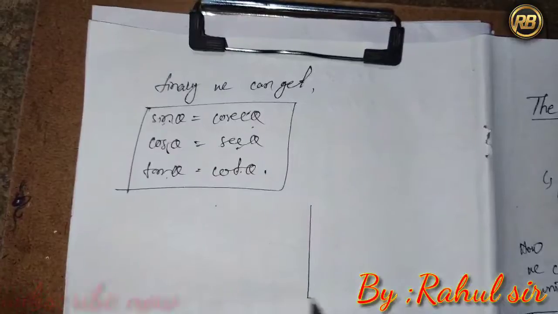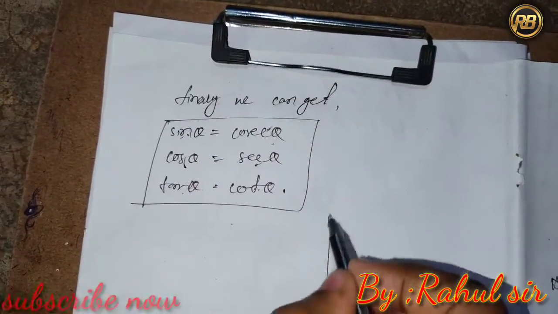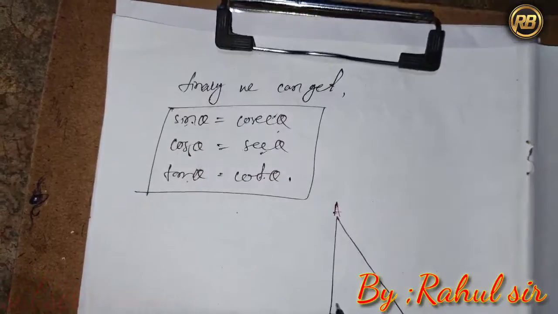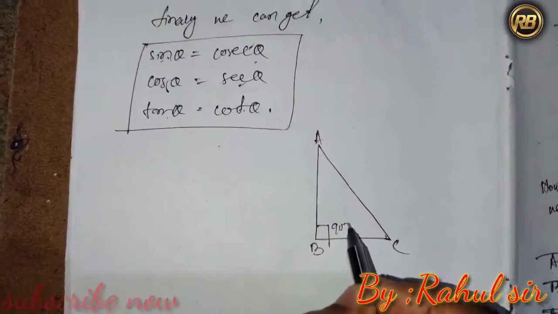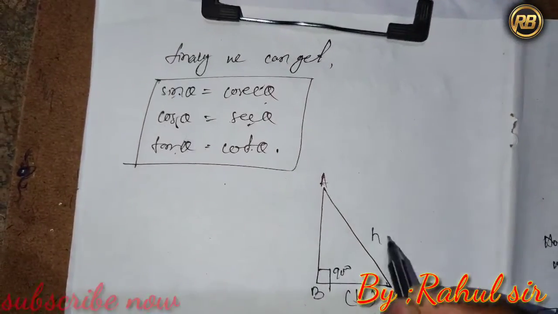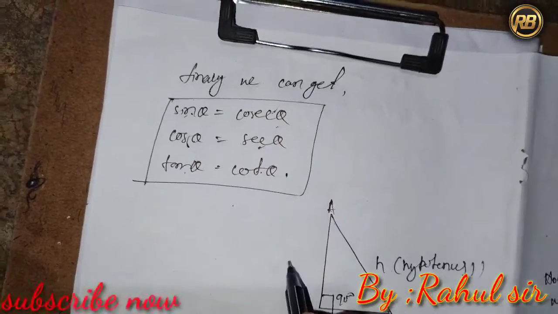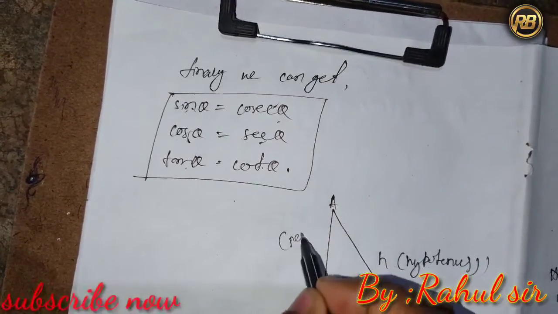Let's draw a right angle triangle with the names A, B, C. It is the 90 degree angle. It is the base B, and it is the H hypotenuse, and it is the P perpendicular.